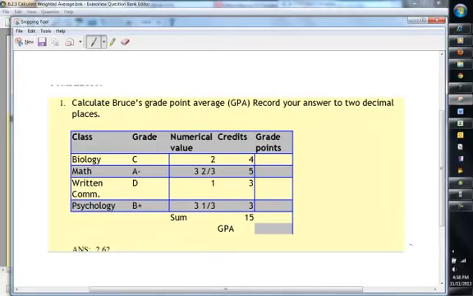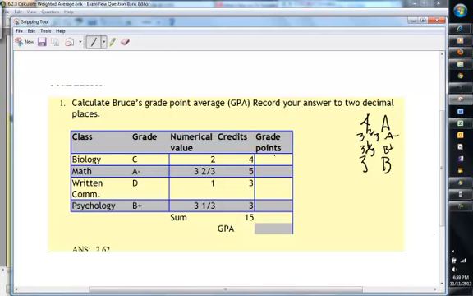Calculate Bruce's grade point average. Well, first of all, you have to see what the numerical values are. C is worth 2, A minus is worth 3 2/3, D is worth 1, B plus is worth 3 1/3. And the way you get that is you start with 4, that's an A, 3 is a B, and so on. So 3 1/3 is B plus, 3 2/3 is A minus.